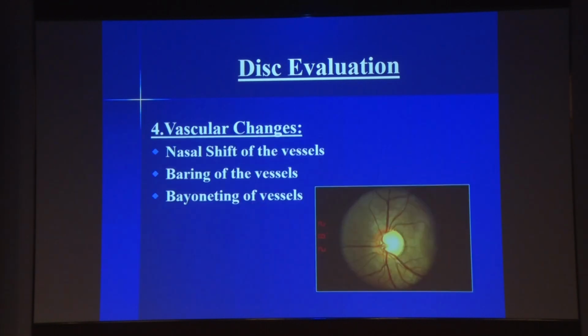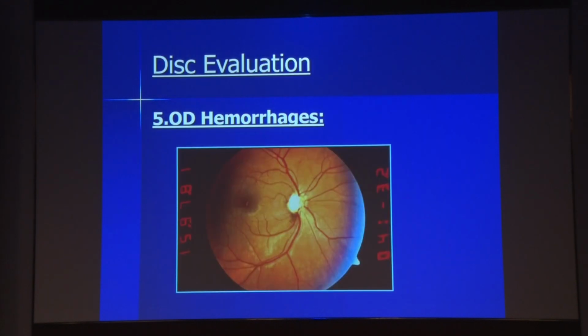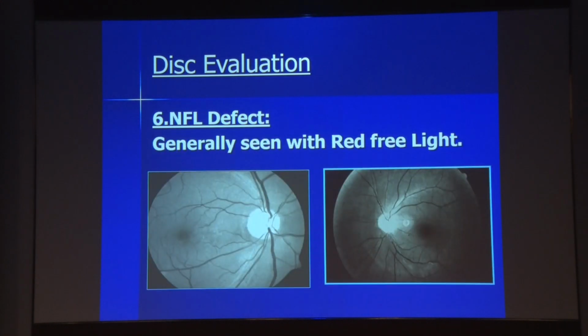Then the vascular changes, the standard nasal shifting of the vessel, the baring of the vessels. Once there is a loss, an apoptosis, of the neuroretinal rim fibers, there can be baring of the vessels and bayoneting of the vessels, where the vessels take a sharp turn and dip into the cup. The hemorrhages, as I said, always try to look out for hemorrhages and rule out the presence of hemorrhages.